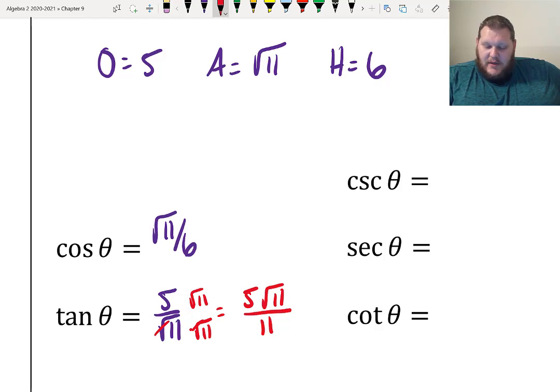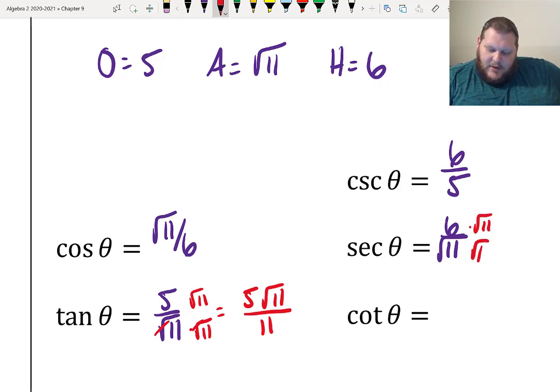Now my other ones, cosecant, secant, and cotangent, are just my reciprocals. So if sine was 5 over 6, cosecant is 6 over 5. Secant is 6 over square root of 11. And shoot, it's going to happen again. We have to multiply by square root of 11 on top and bottom to rationalize. So we end up with 6 root 11 over 11.